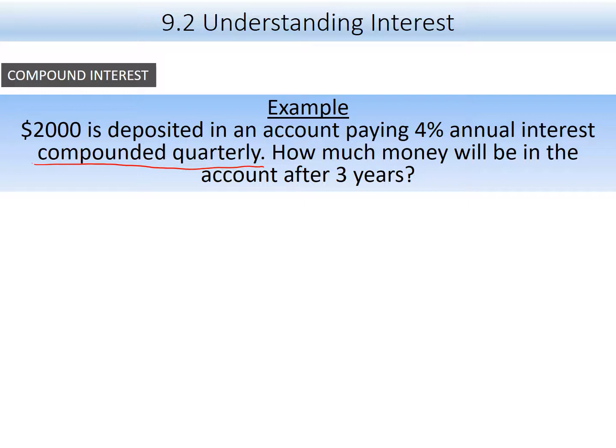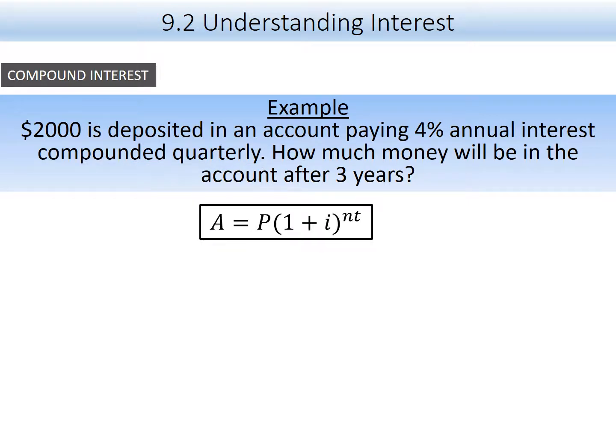Well, it's compound interest, so we use the compound interest formula. And again, capital A is the future value. That's the amount that will be in the account later. In particular, how much will be in the account 3 years later. P is the principal or present value. That's $2,000.